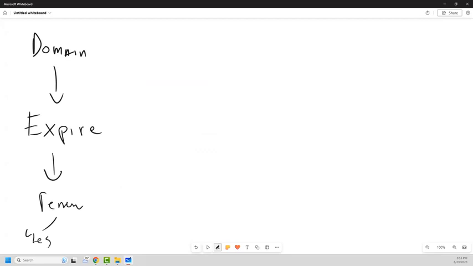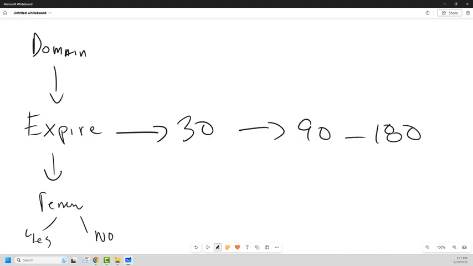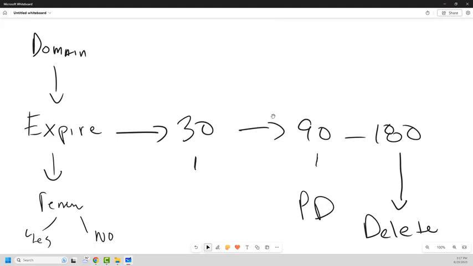If it's no, and they don't want to renew it or they forget or they don't get the email, what happens is it goes into a waiting period of like 30 days, 90 days, and then eventually 180 days. And they have every chance in the world to try to renew it. And then after 180 days, it's going to go to delete status. Okay. At 90 days, it goes pending delete. So when you see those ones that say back order, that's a pending delete.